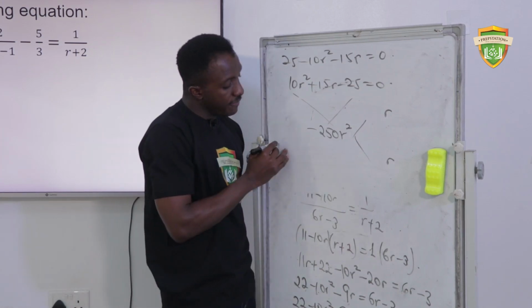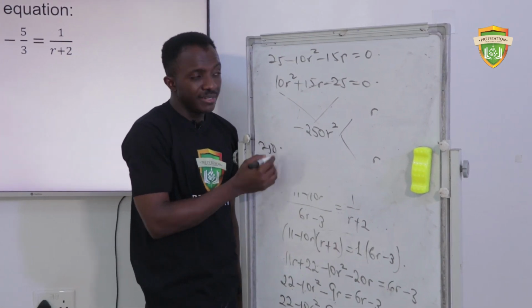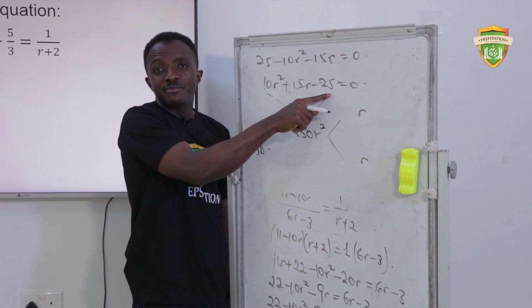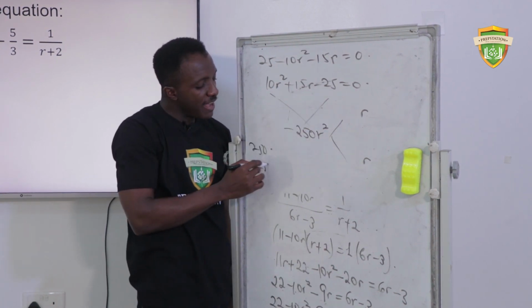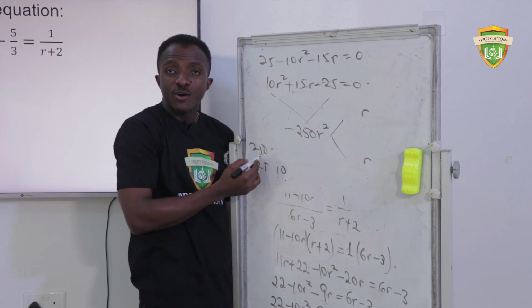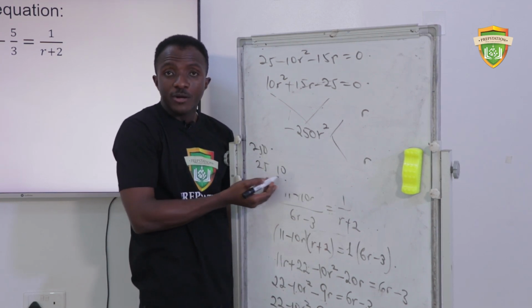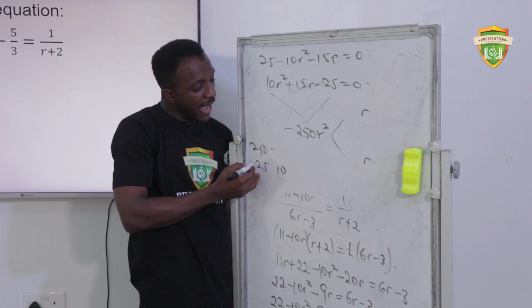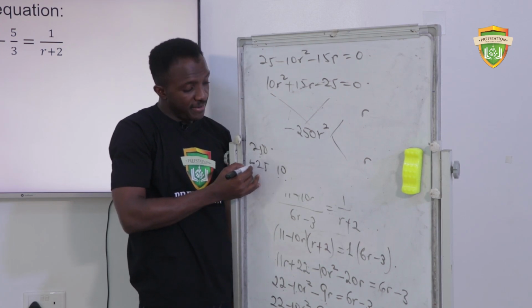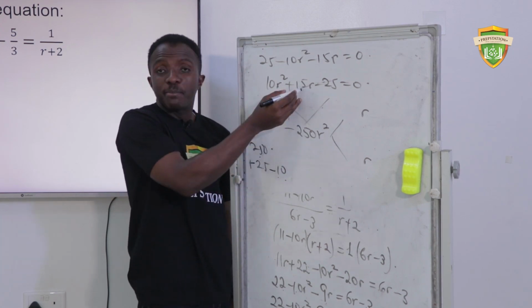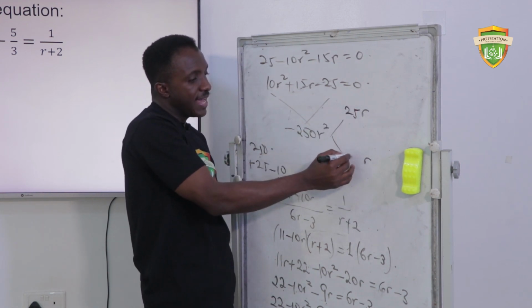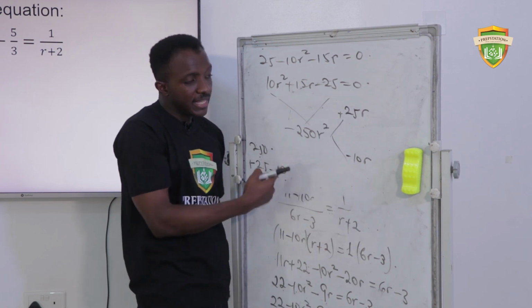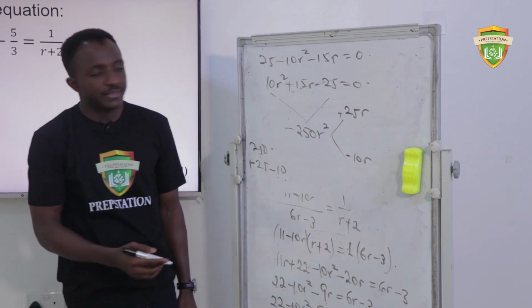Good. So if I have 250, now the work is actually made simple for you here. If you look very closely, I have 10, I have 25. 25 and 10 are two factors of 250. If I work on this, I can get 15. If I have plus 25 and minus 10, I'm going to get plus 15r. So this is 25 and this is minus 10. That gives me 15r. Take note of that.